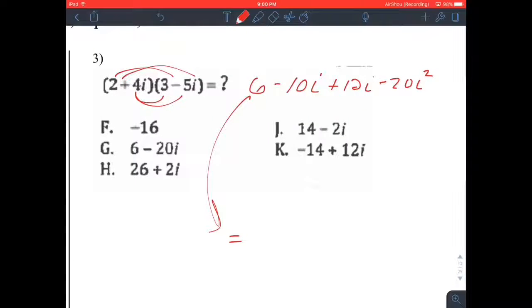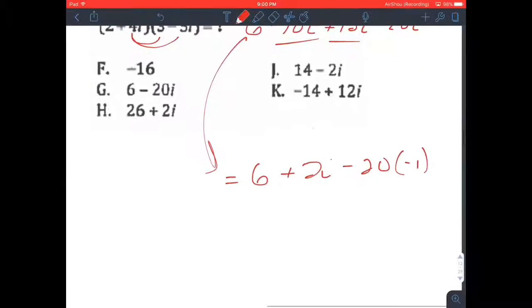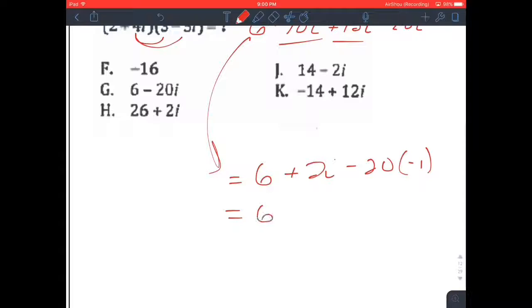So that's going to be 6, and then negative 10i plus 12i is a plus 2i. And then an i squared is negative 1. So that means this is 6 plus 2i plus 20, which is 26 plus 2i, which is answer H.